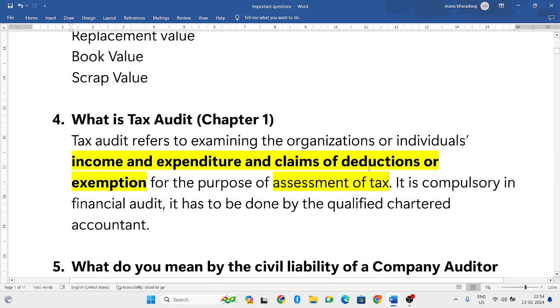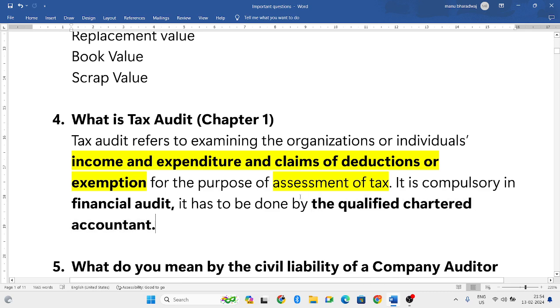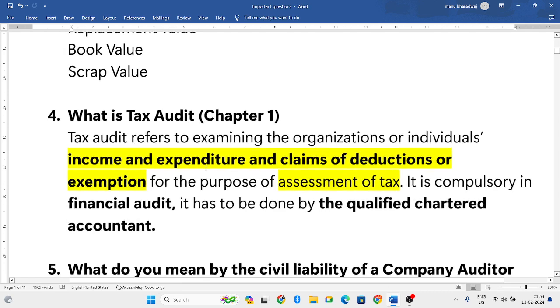It is compulsory in financial audit. So if you're doing a financial audit, then you have to compulsorily do the tax audit. It has to be done by a qualified chartered accountant. So who will do this? A qualified chartered accountant will do this tax audit.